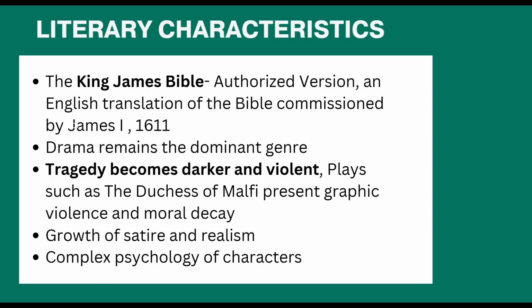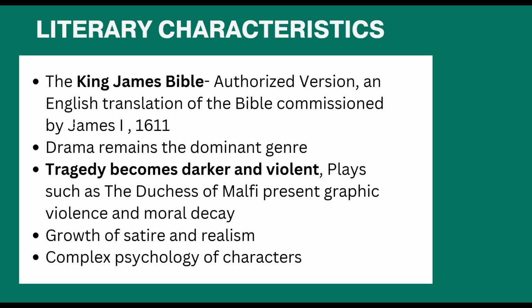Now let us understand the literary characteristics of this period. If we talk about the literary characteristics of this period, the first point is the King James Bible. The King James Bible was published in 1611. It was an authorized version of the Bible. It was translated into English during the reign of King James the First. Now, why is it important? Because this translation had a great impact on the English language and prose style.